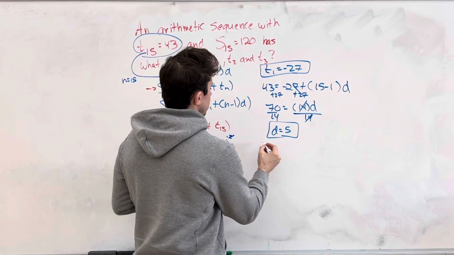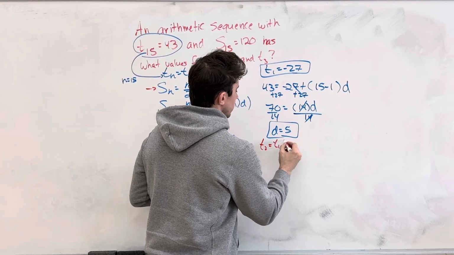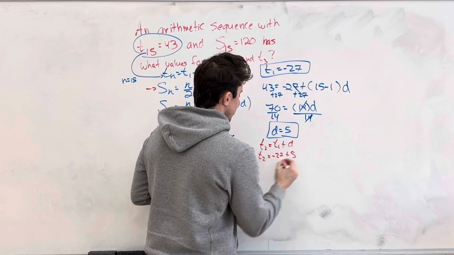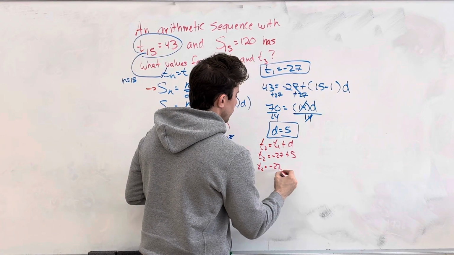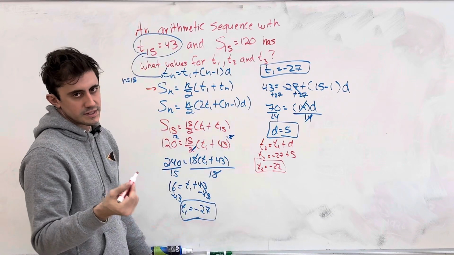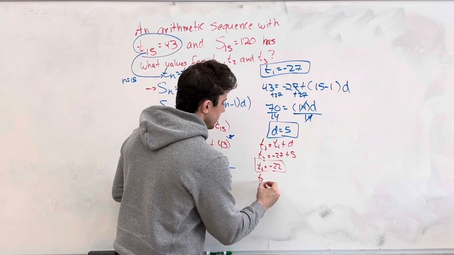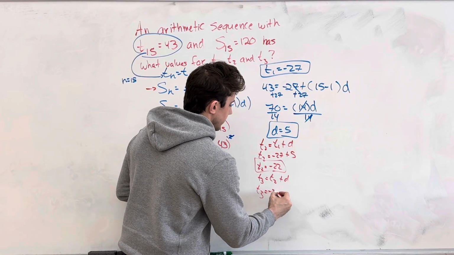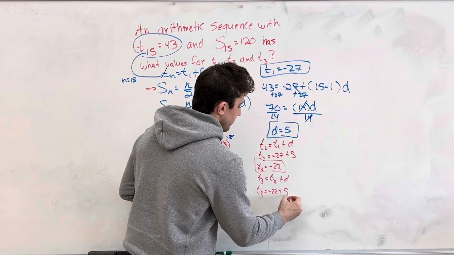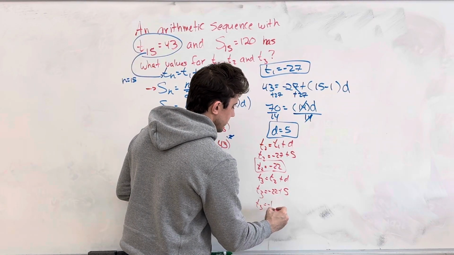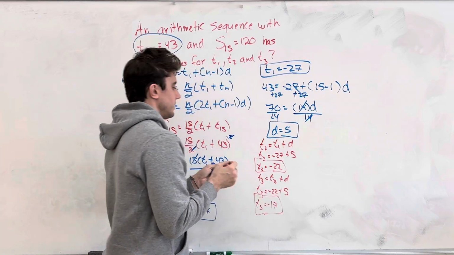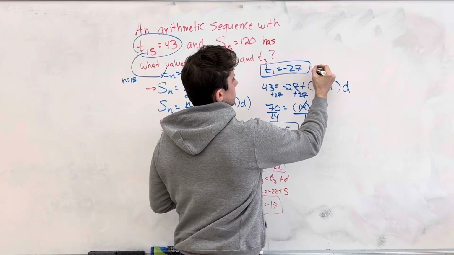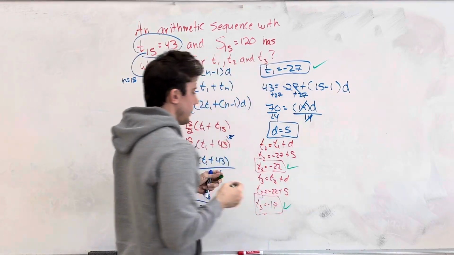Let's do T2 is simply T1 plus d, and so T2 is negative 27 plus 5, and so T2 is negative 22. And of course, T3 is T2 plus a common difference, and so T3 is negative 22 plus d of 5, and so T3 is negative 17. And there we have it. We have T1, T2, and T3.